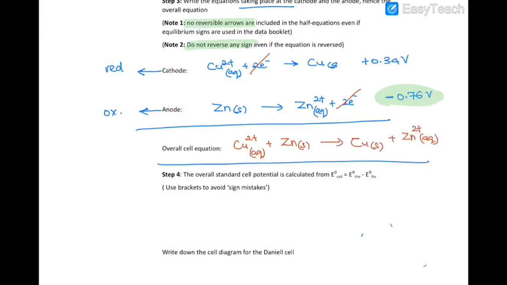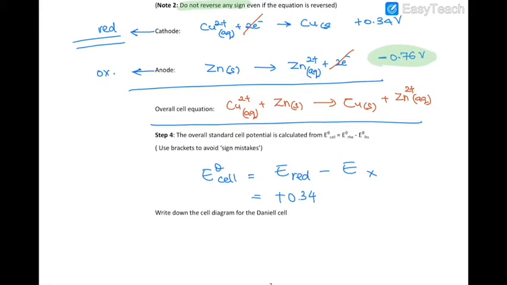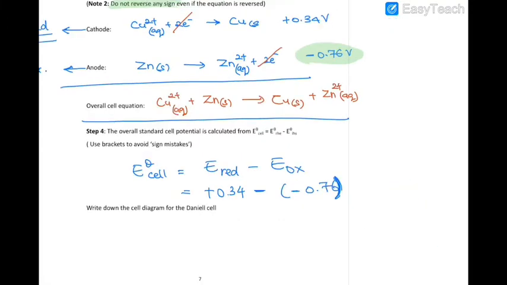Now let's find the overall standard cell potential. The overall standard cell potential is going to be the standard electrode potential of reduction minus the standard electrode potential for oxidation. Reduction is here, so plus 0.34, which is the more positive, minus the more negative value for oxidation, so minus (-0.76). When you compute this, you get 1.10 volts.